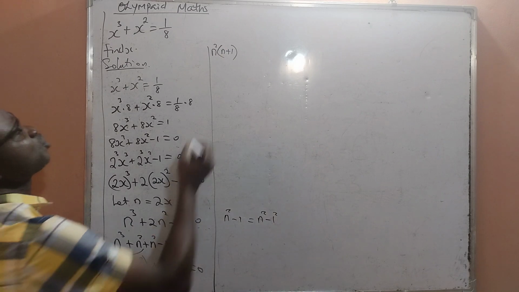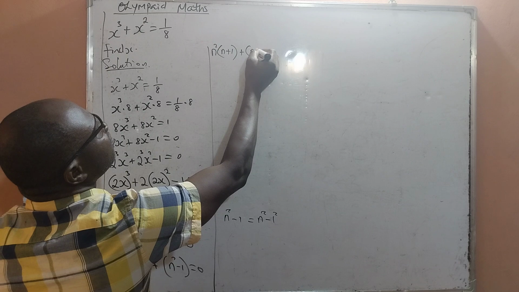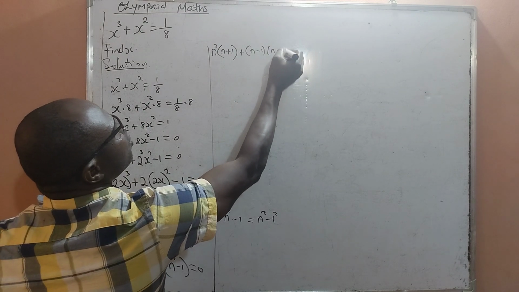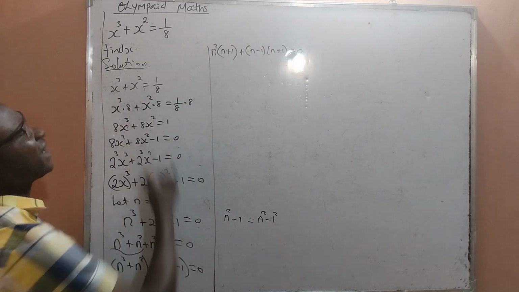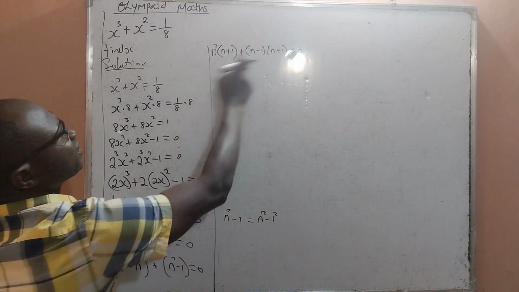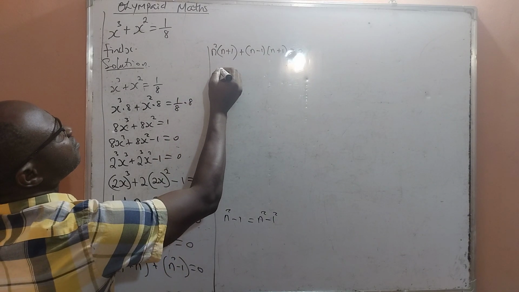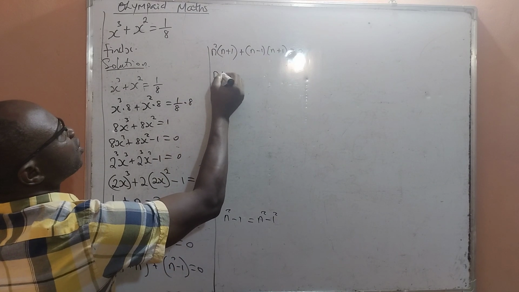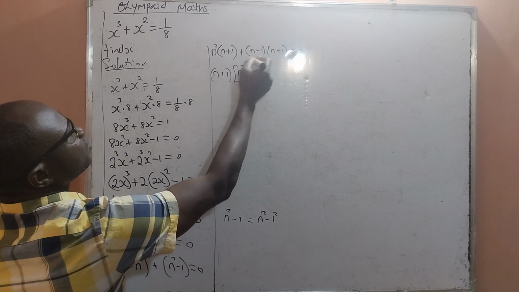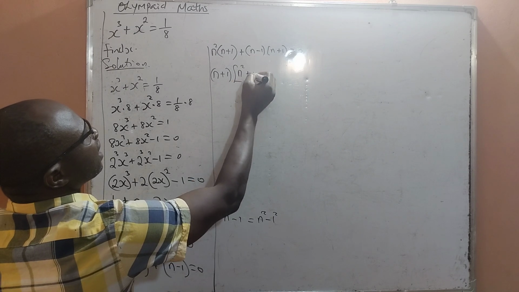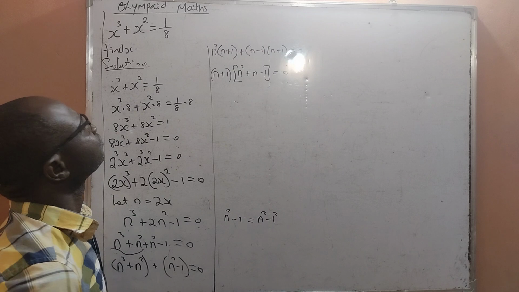And applying difference of two squares, it means that it can be written as n minus 1, n plus 1, everything is equal to 0. Therefore, I can factor out n plus 1, I have it here, I have it here. To have it written as n squared, n plus 1 factored out into the bracket, I got n squared plus n minus 1, everything here is equal to 0.